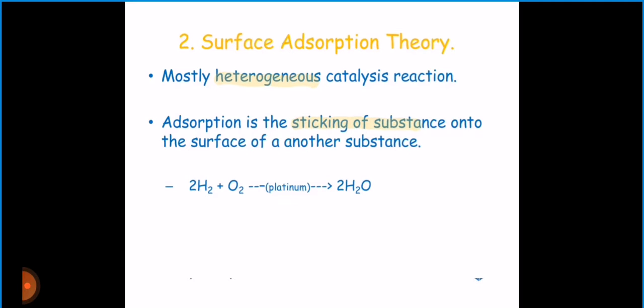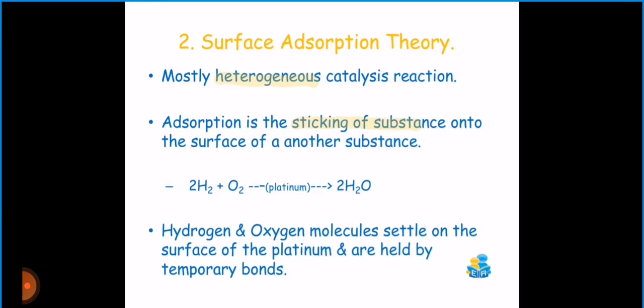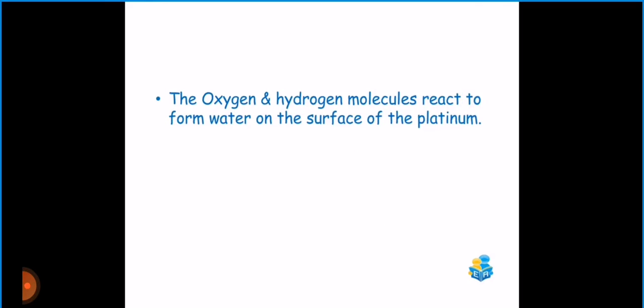So here, for example, we would have hydrogen and oxygen reacting to produce water through the use of a platinum catalyst. So here we would say that the hydrogen and oxygen molecules settle onto the surface of the platinum catalyst, and they are held there by temporary bonds. So the oxygen and hydrogen molecules then react with each other to form water on the surface of the platinum to give us our reaction that we have already seen.